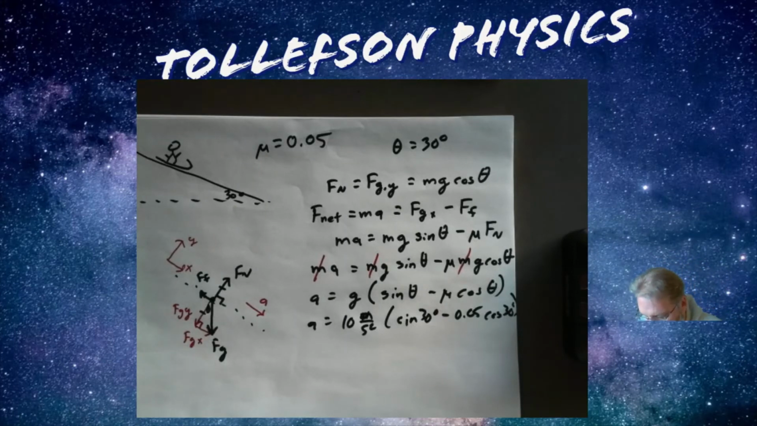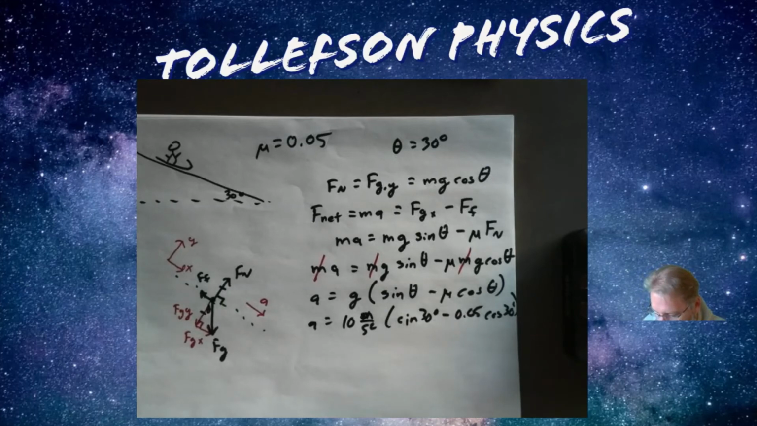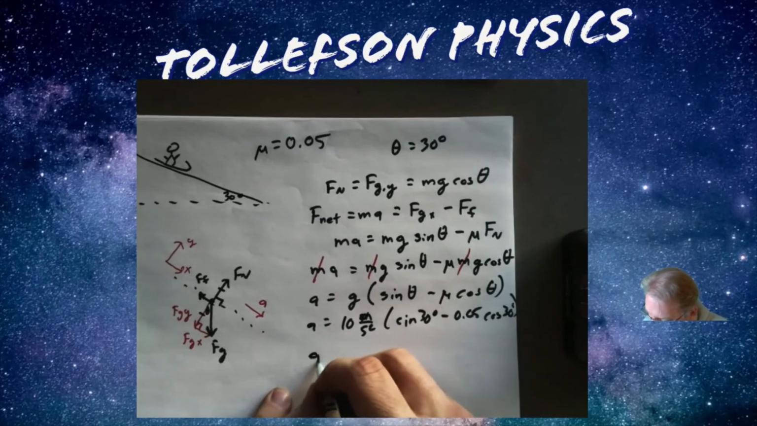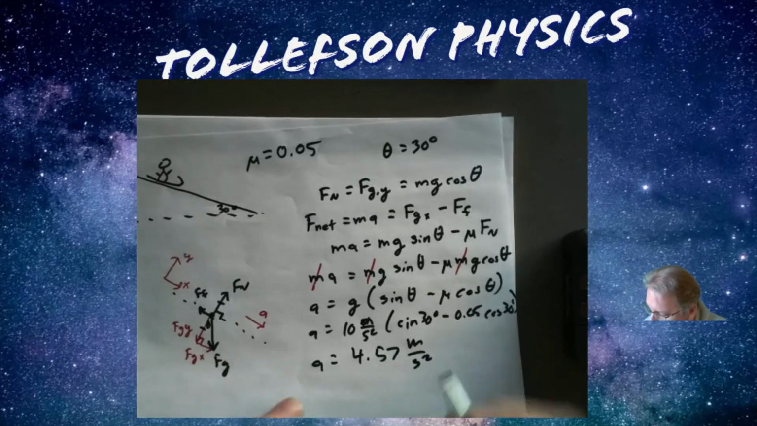So sine, like I said, sine 30 is 1/2. And my calculator is in radians mode because it gave a really strange number. That's how you know. Okay, so sine 30 degrees is 1/2, and then 0.05 times cosine 30 degrees is 0.04. And so this term right here gives me 0.456. Multiply that by 10. And so the acceleration I get, and I'm going to round it, is 4.57 meters per second squared.